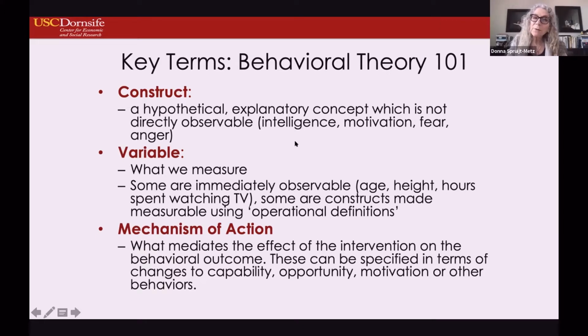So behavioral theory 101. A construct is a hypothetical explanatory concept which is not directly observable. For instance, intelligence, motivation, fear, anger. A variable is what we measure. Some are immediately observable. So age is a variable. It's not a construct, really. Height, a variable. Hours spent watching TV, a variable. Some are constructs made measurable using operational definitions.